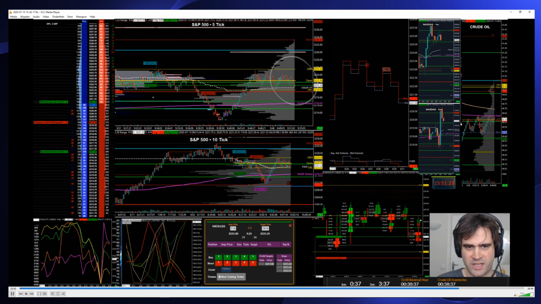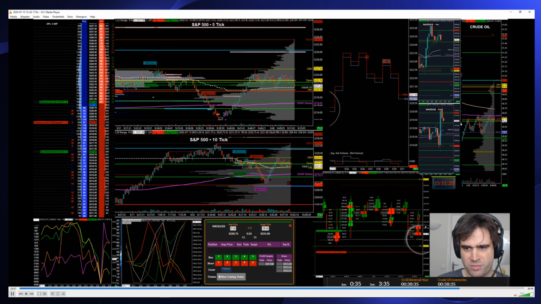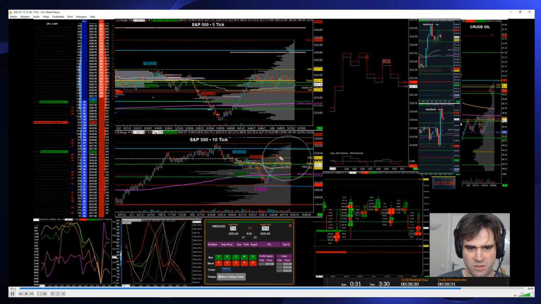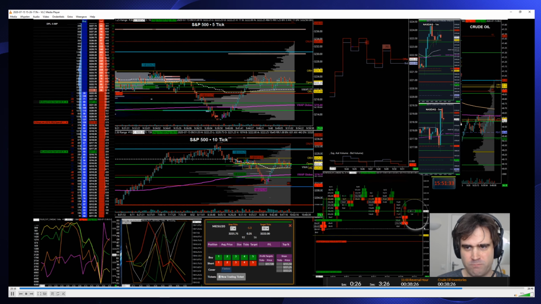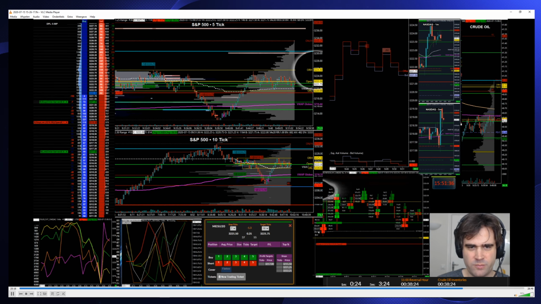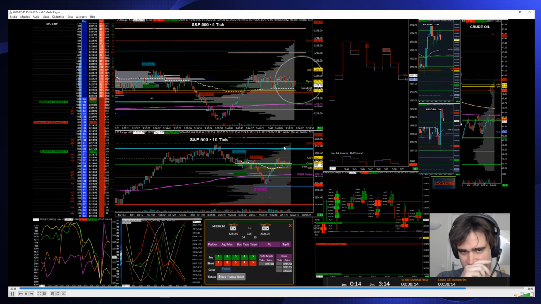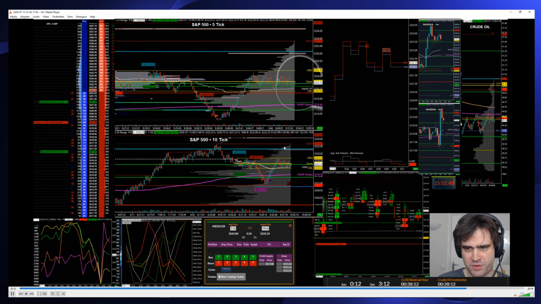Okay, so it came down again. Now it's back at the VWAP, and this looks very bearish now. Look, it's slowly grinding to the outside. And overall, we're bearish, right? Still waiting for the breakout trade here.